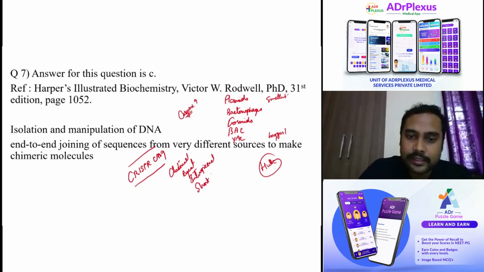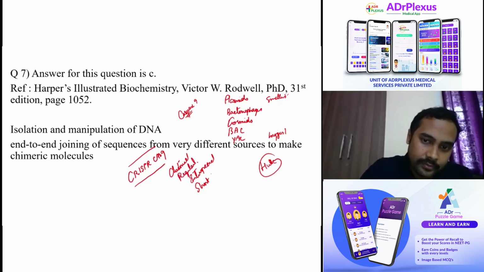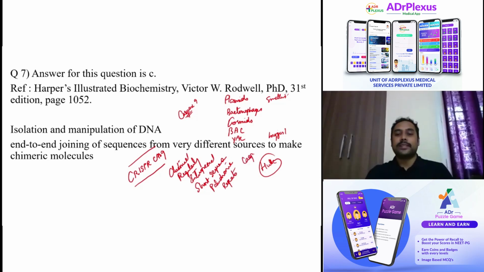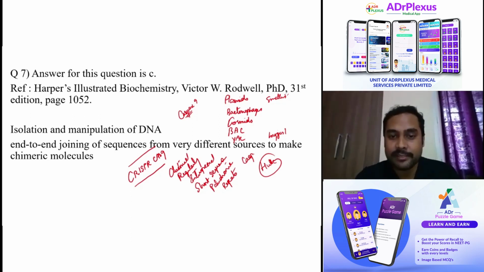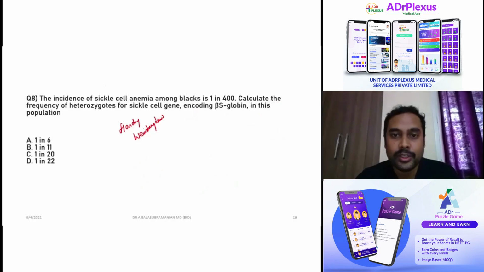Clustered, regularly interspaced, short palindromic repeats, Cas9. So: clustered, regularly interspaced, short palindromic sequence repeats. This is what is known as CRISPR-Cas9 technology. So you have to understand this.